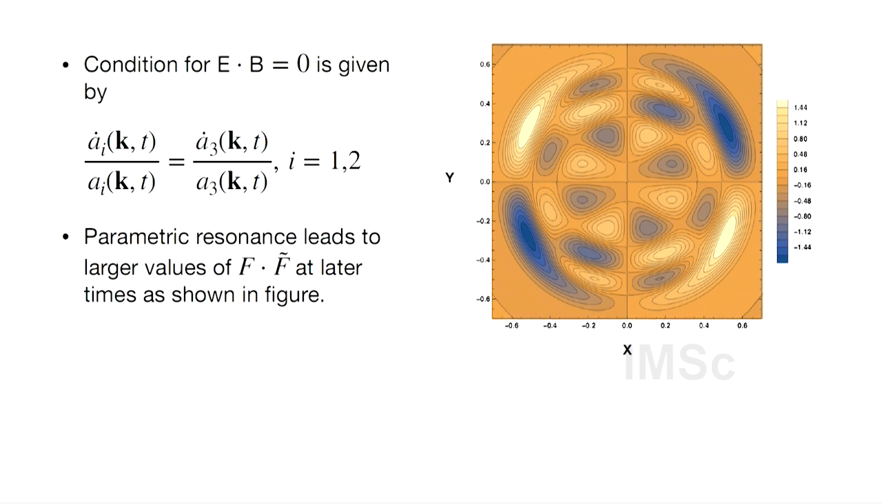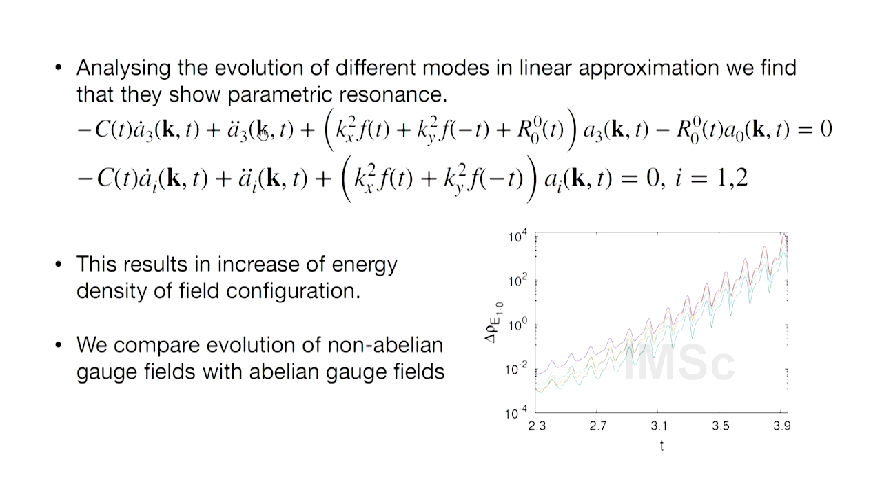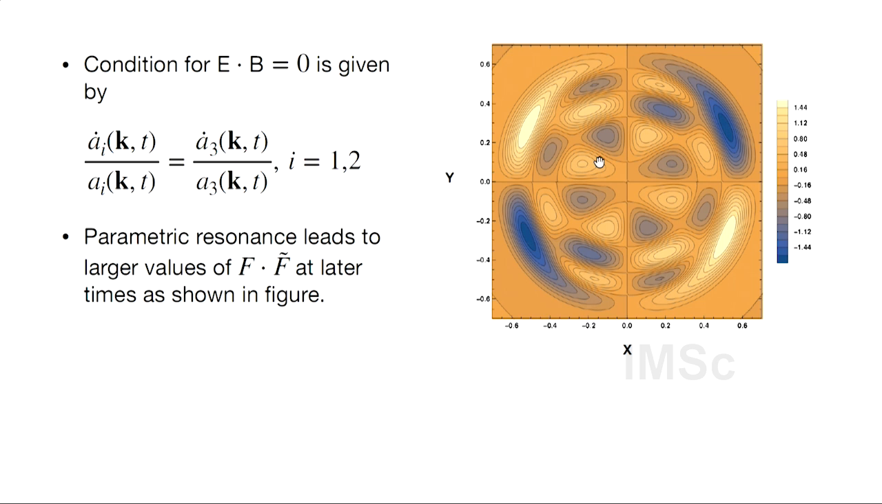Another thing is we want to study how the CP violating term E bar dot B bar evolves due to parametric resonance. We see that E bar dot B bar in the linear approximation results in this condition, which depends on A3 dot by A3. These are two different equations, as A3 is coupled to A0, and there is some extra term. So even if this condition is satisfied at t equals 0, it won't be satisfied at later times.